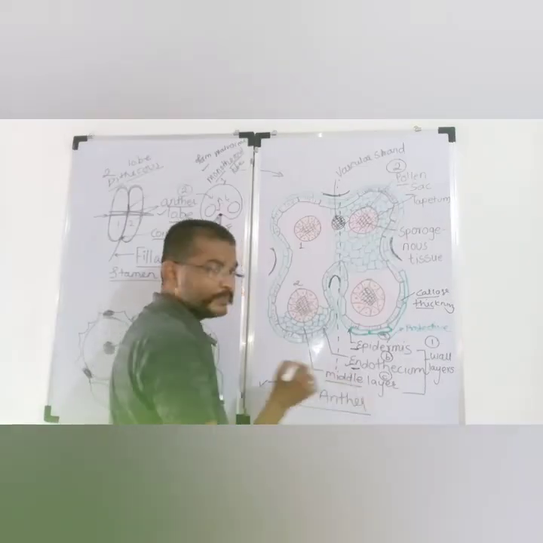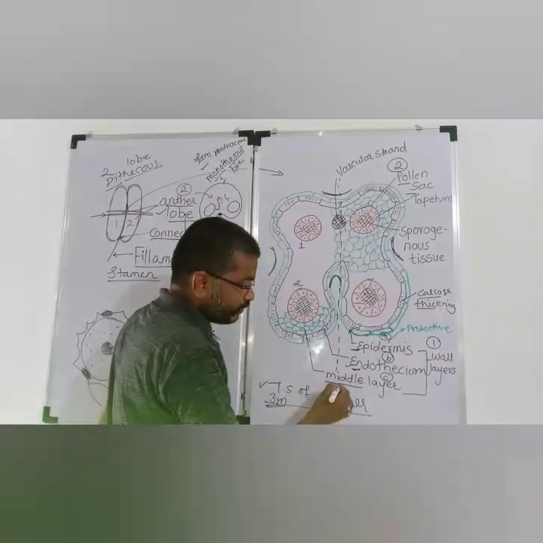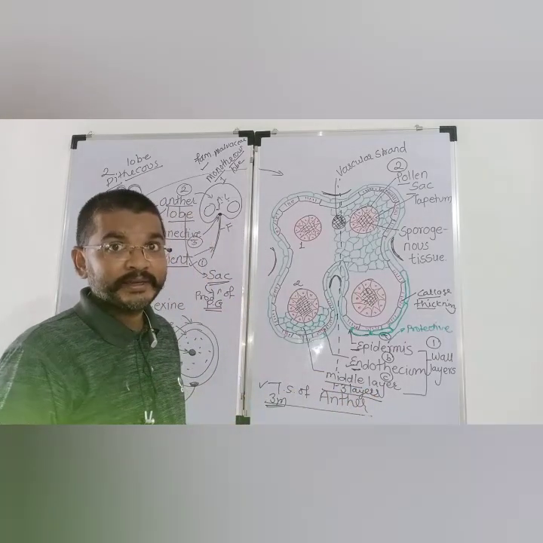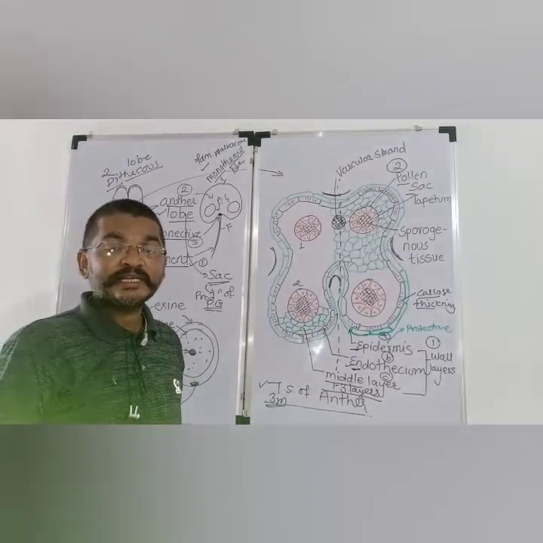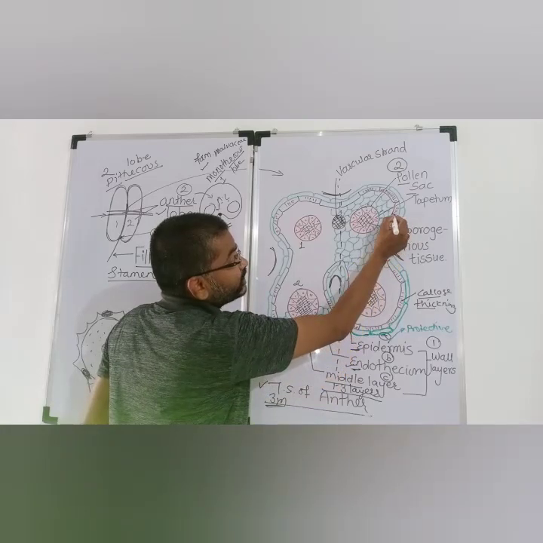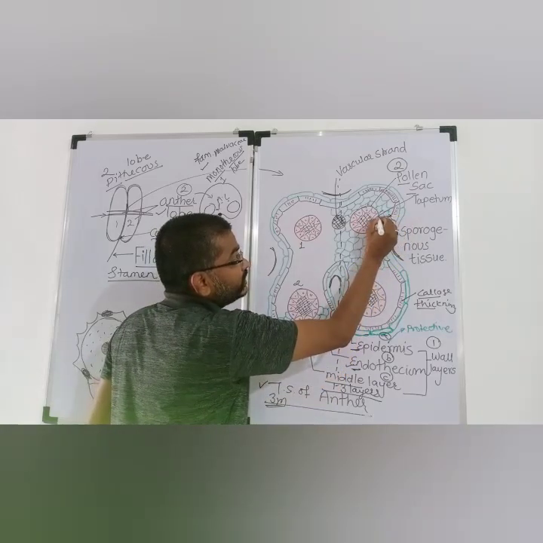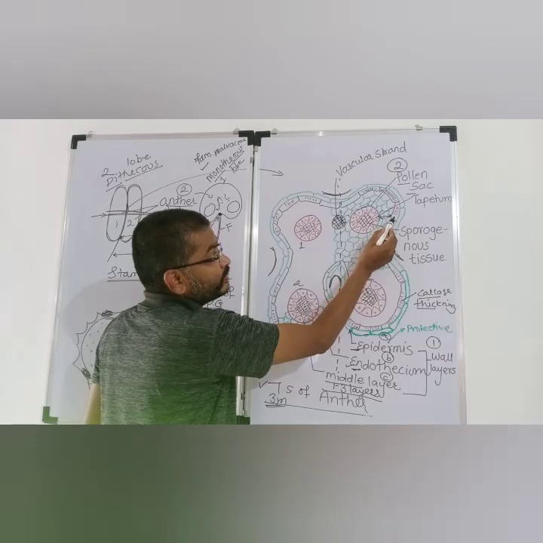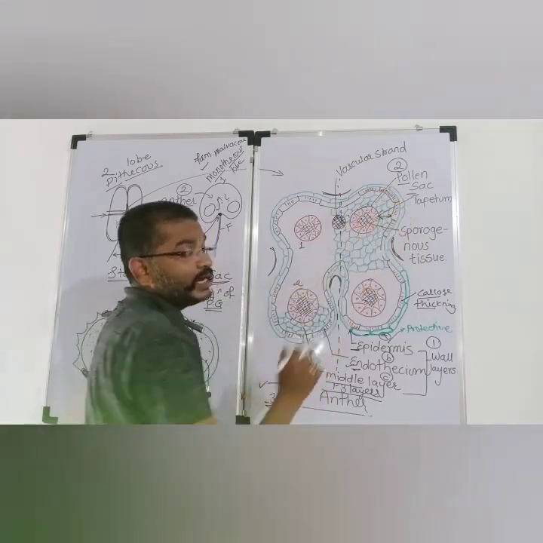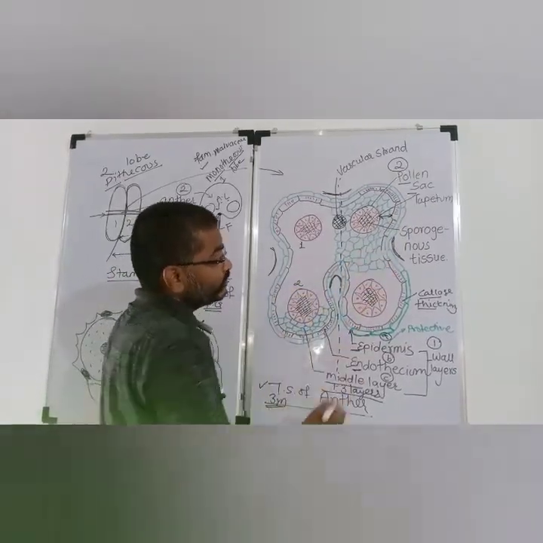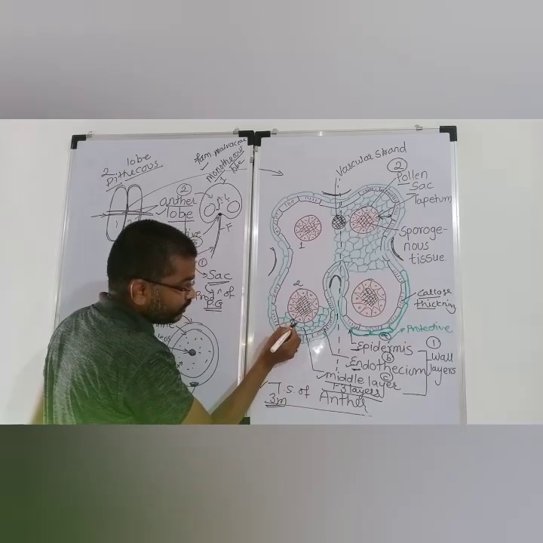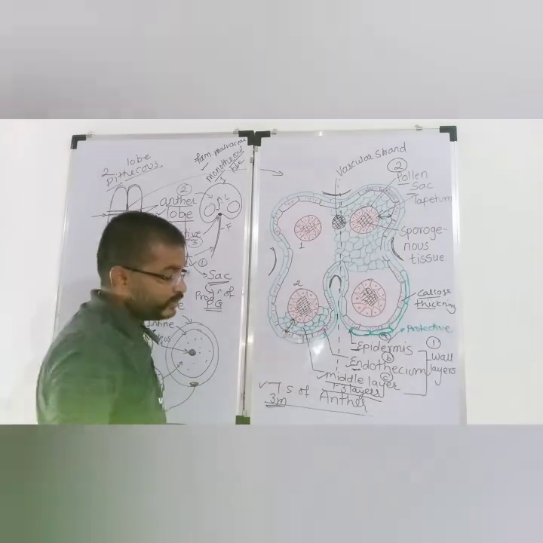Third one is middle layer. Middle layer consists of near about 1 to 3 layers of parenchymatous cells. It has 1 to 3 layers of what? Parenchymatous cells. Parenchymatous cells are colorless, loosely arranged cells present in between the endothecium and the pollen sac. So in this region, the region present between endothecium and pollen sac, whatever green color cells are shown here, they all are showing what? Middle layers. So these green color cells present between endothecium and pollen sac are called the middle layer.